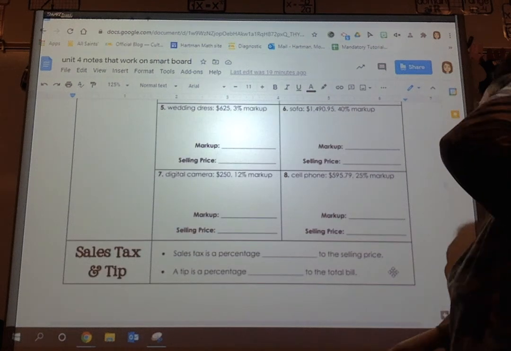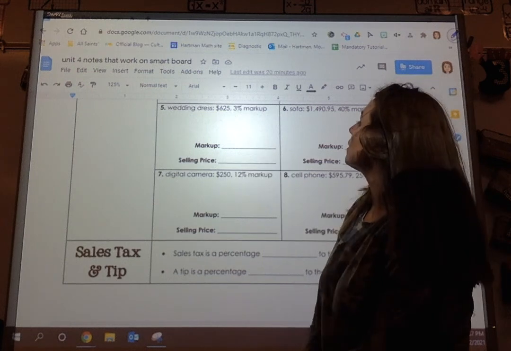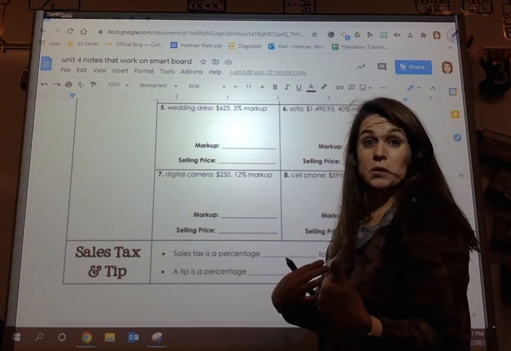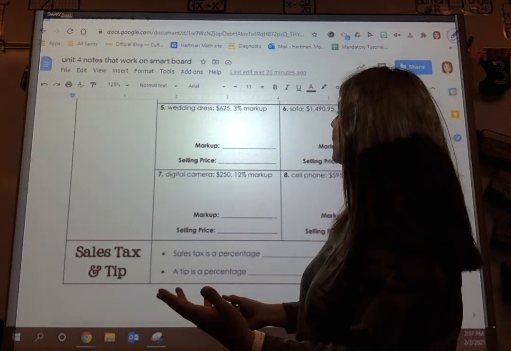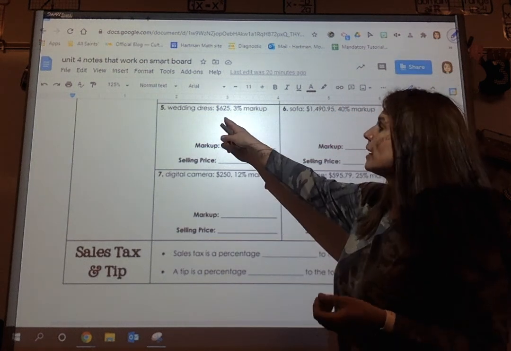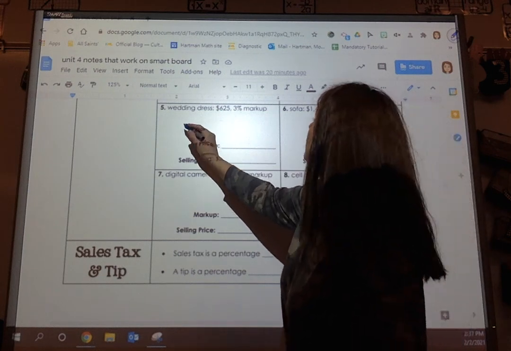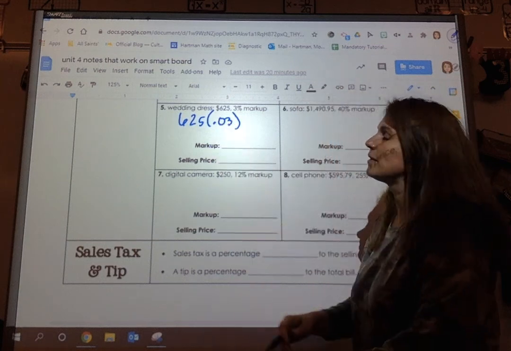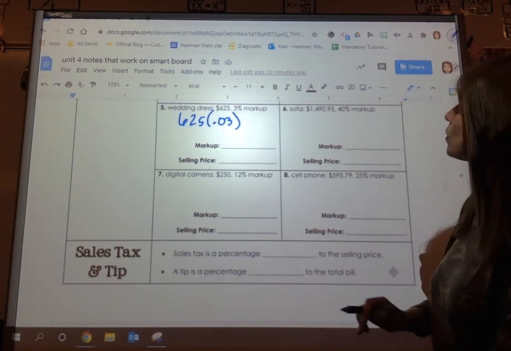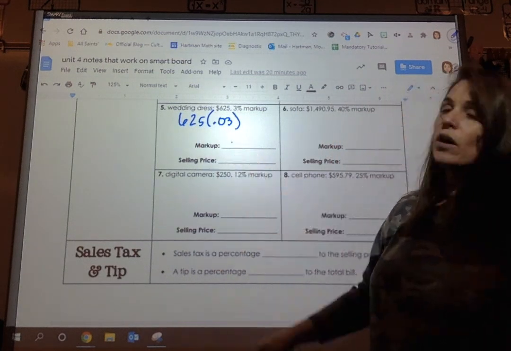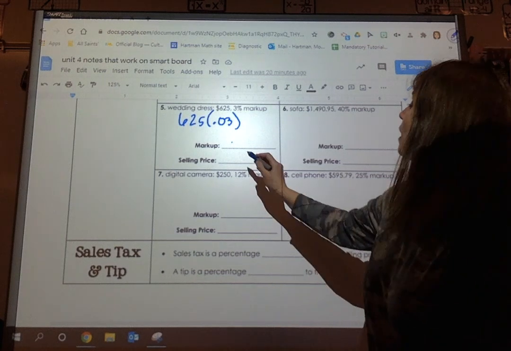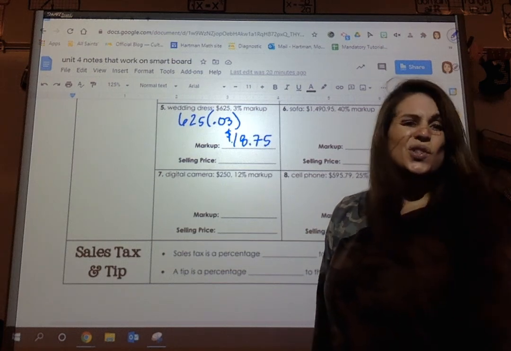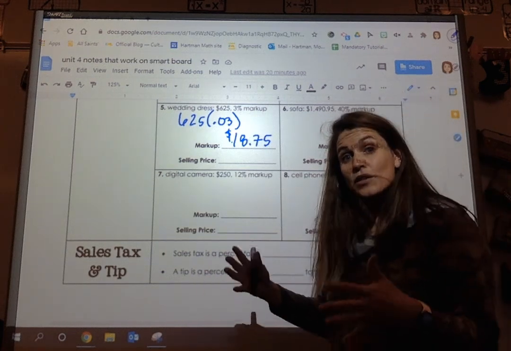All right, a wedding dress. So a wedding dress is $625, but there's a 3% markup. That's what they're charging me, the 3% markup. So first I need to find what is 3% of 625. So 625 times 0.03, remember we moved that decimal 2 times over. So 625 times 0.03 is $18.75.